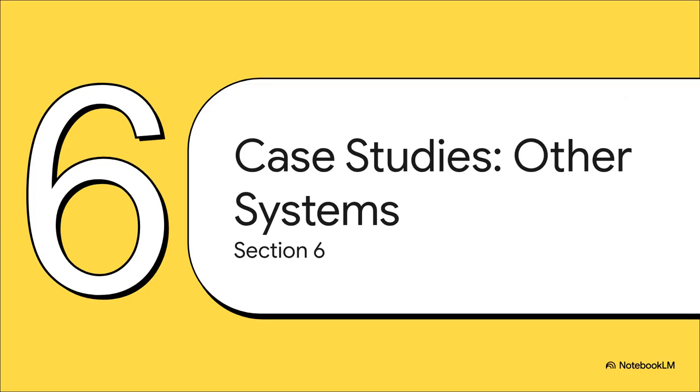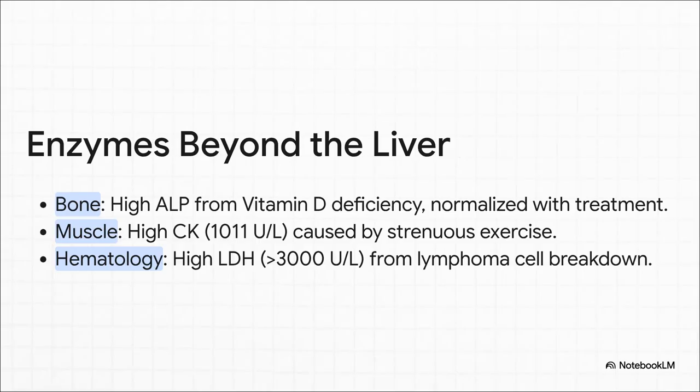In our final section, let's broaden our scope a bit beyond the liver. These next few are quick-fire cases that are going to show you just how versatile enzyme analysis is for diagnosing a whole range of conditions all over the body. So here are 3 quick examples. In case 5, a woman had a high ALP of 416. The cause? Severe vitamin D deficiency, which revs up bone cell activity. As soon as her vitamin D was replaced, her ALP went back to normal.